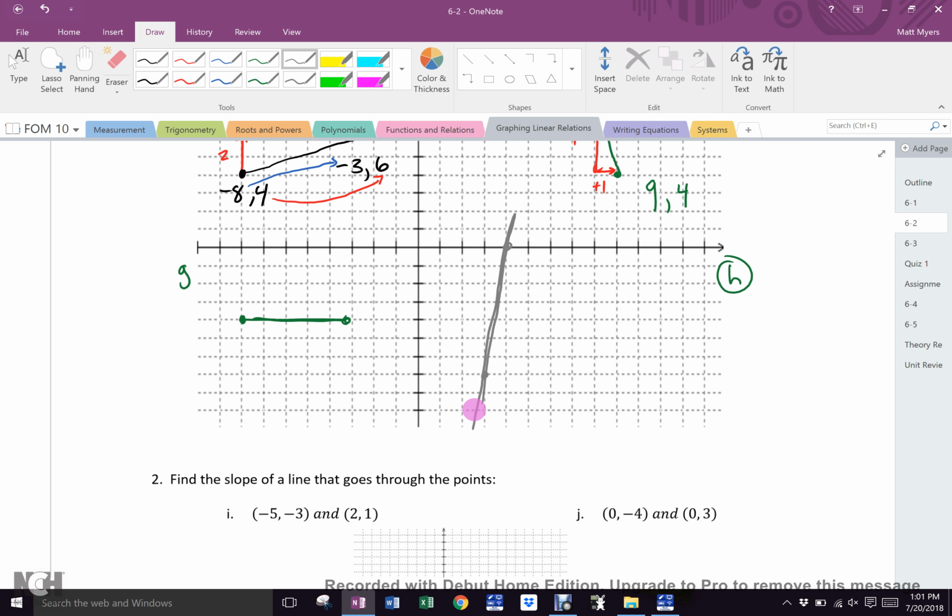Now, already you should have picked up on the fact that we have done 3 sets of notes for this unit, haven't we? And all 3 sets of notes have shared something in common, which is what? The word slope. It is incredibly important as a concept. We ended the last unit talking about it, didn't we? Except we called it rate of change, right?